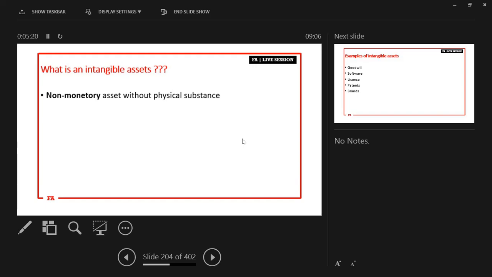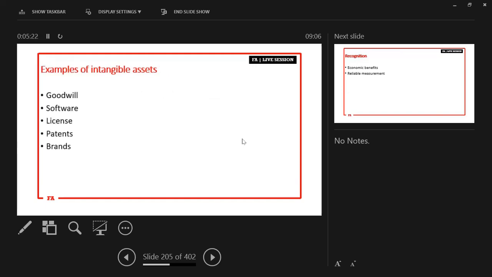Now, to take the point further, let's discuss the examples here. Goodwill, as discussed, is an example of an intangible asset. Okay? Software. What we are using currently, right? Computer software. And I think that projector also has got its own software. That's an intangible asset without physical substance.